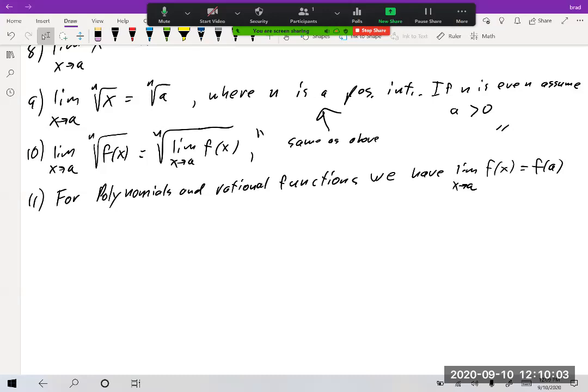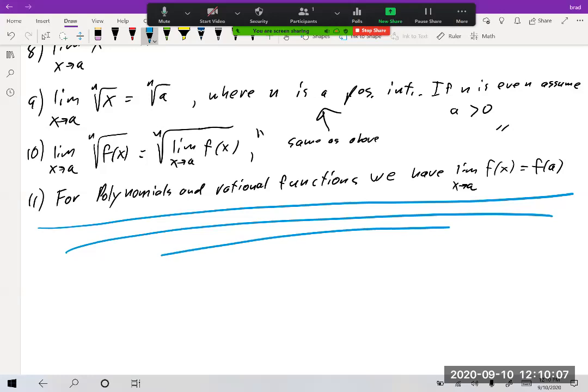Now here's a big one. This is a huge one right here. Okay, so it says for polynomials and rational functions, we have the limit as x approaches a of f of x is equal to f of a.